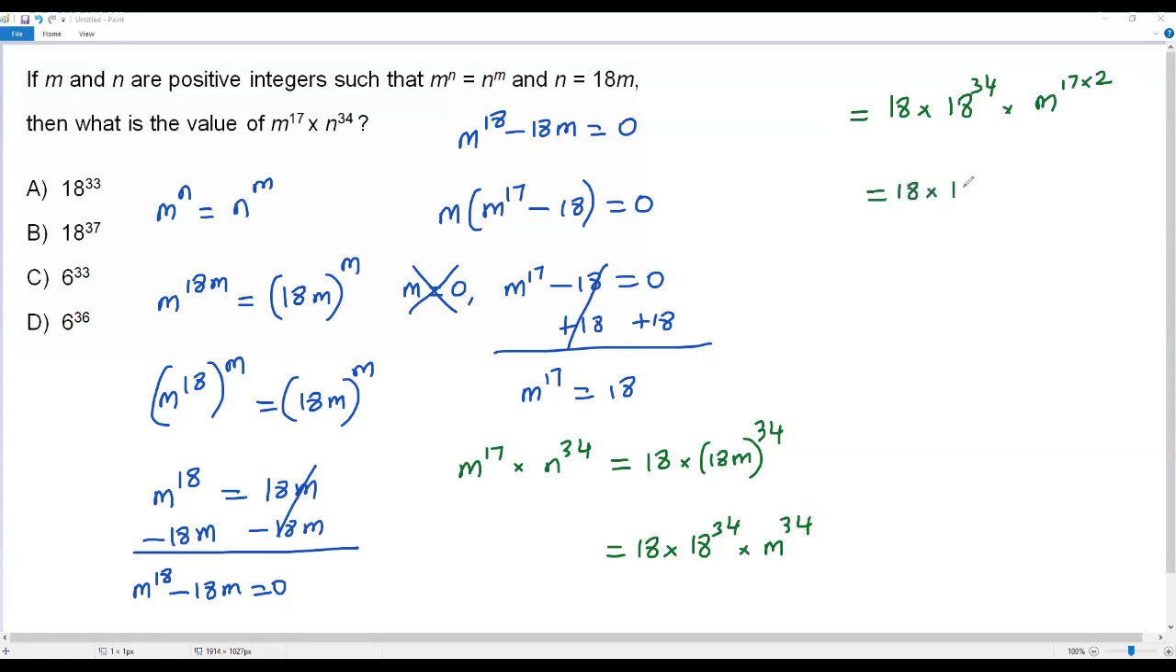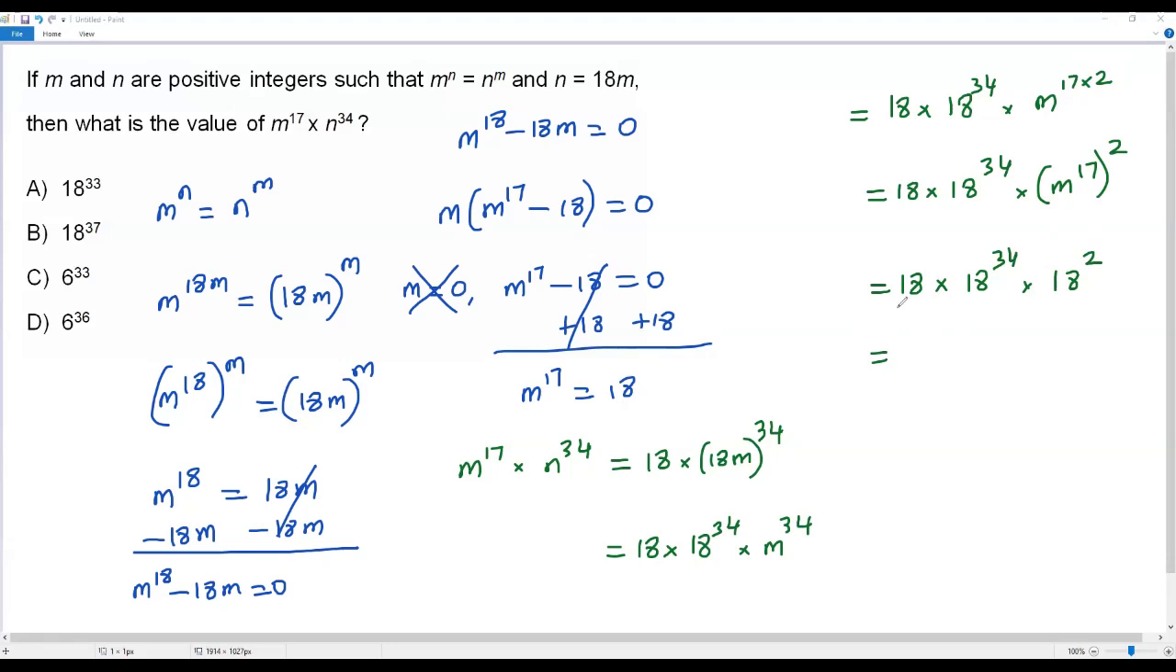Now let me continue. 18 times 18 to the power of 34 times m to the power of 17 times 2. Here two values are multiplied at the exponent, so one of the values can be taken as the exponent for this m, and the second value can be taken as a whole exponent. I'm going to take this 17, the first value, as the exponent for this m. Then I'm getting m to the power of 17. Now I'm going to take the second value 2 as a whole exponent over here. Already we got the value for m to the power of 17, that is 18. So we can plug in this 18 for m to the power of 17, and I'm getting 18 squared.